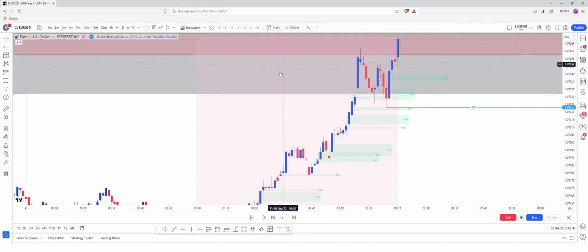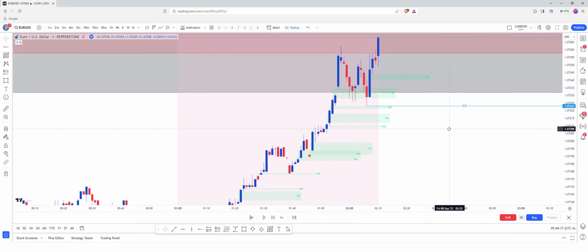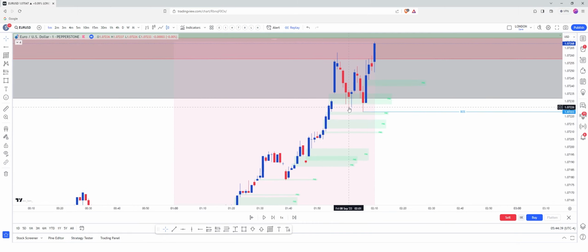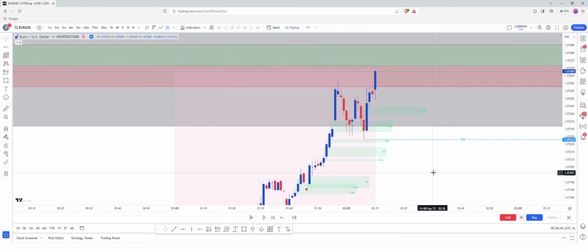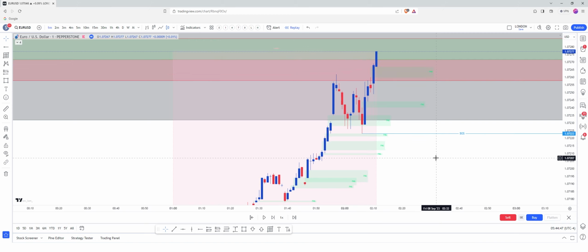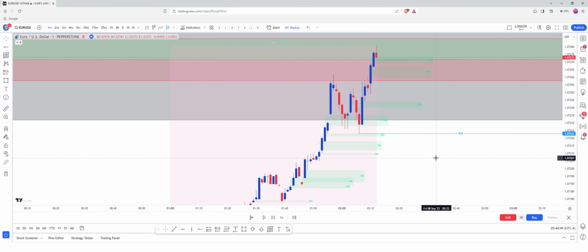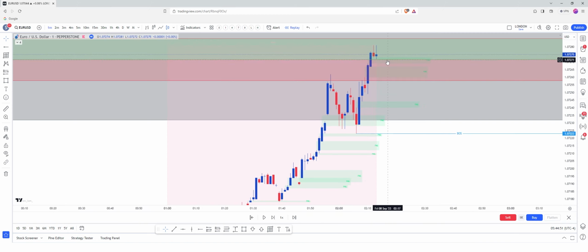So there was no entry at that point. I wasn't going to take a trade there. I didn't get the confirmation that I was looking for. I would have needed some closure below this swing low to start looking for a short trade, which we didn't get. We're coming now further into the 15-minute fair value gap that we identified. So this is the 50% of the 15-minute fair value gap.